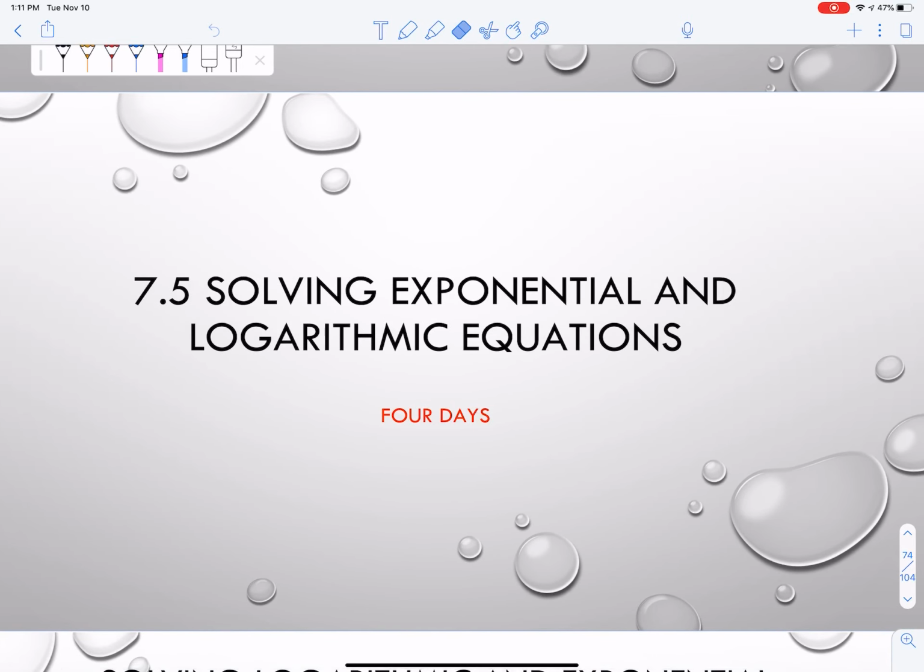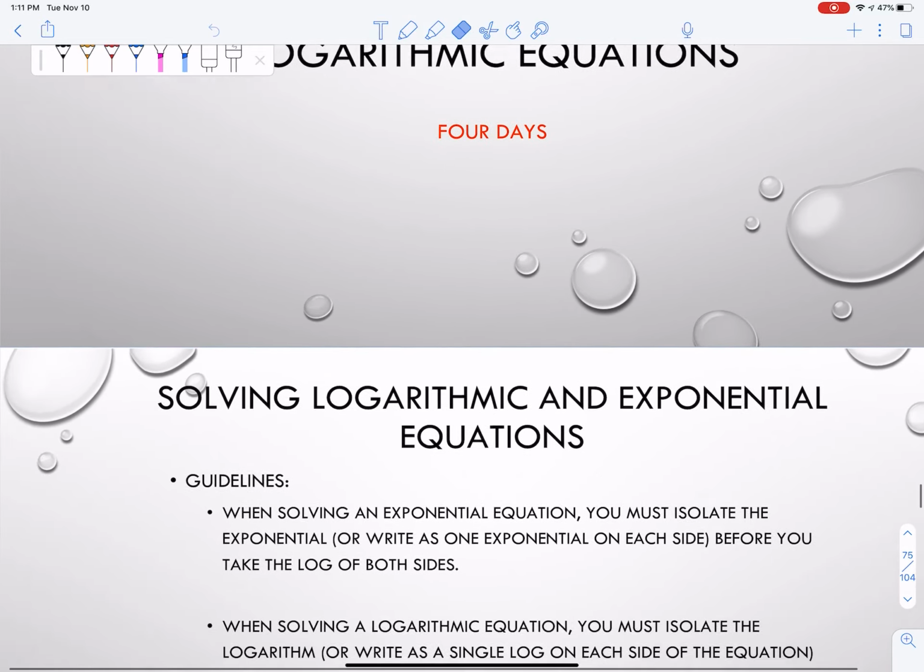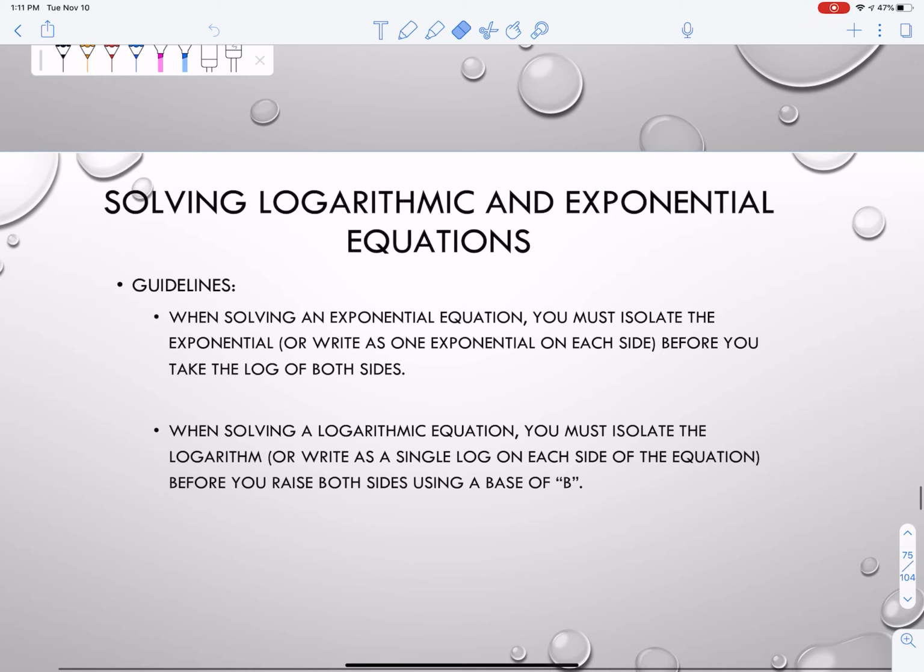All right, so in our next section, 7.5, we're going to take a look at solving exponential and log equations. A couple of basic guidelines: when I'm going to solve an exponential equation, one of the most important things is I must isolate the exponential on either one or both sides of my equation before I'm able to take a log of both sides, which is what we're going to do here in a couple of minutes.